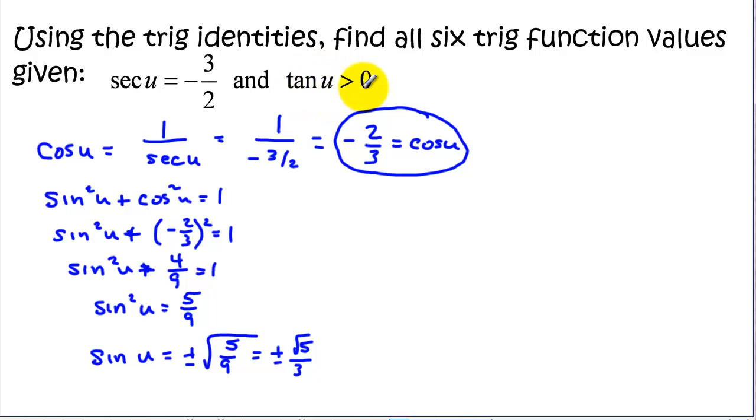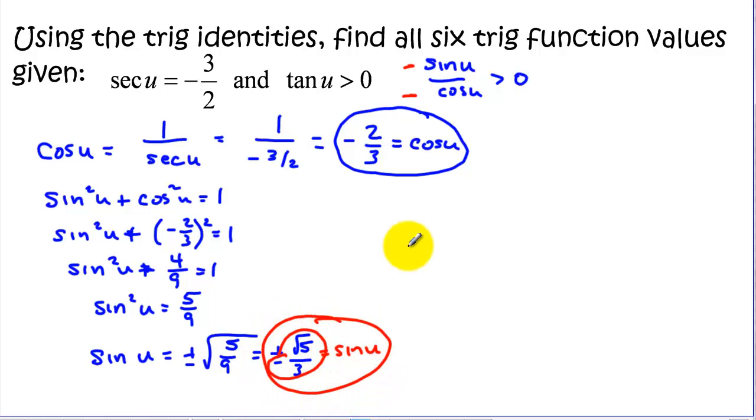Since the tangent is greater than 0, that tells me that the sine over the cosine, using the quotient identity, has to be greater than 0. And we've already found that the cosine is negative. So to make this positive, the sine has to also be negative. So we want to pick the negative answer here. And again, that is the sine.